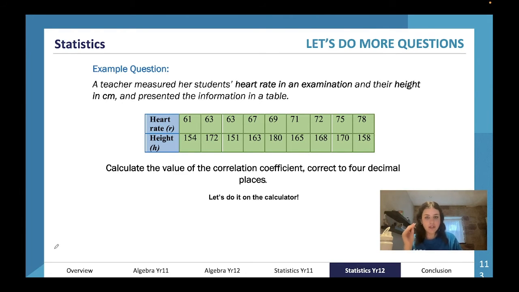154, after every one you hit equals. 172, 151, 163, 180, 165, 168, 170, 158. An important thing to double check is that your data is ending in the same line. So you shouldn't have one extra X or one extra Y. I'm going to give you guys 10 seconds to catch up. Have all your data entered, and I want you to hit on or AC.